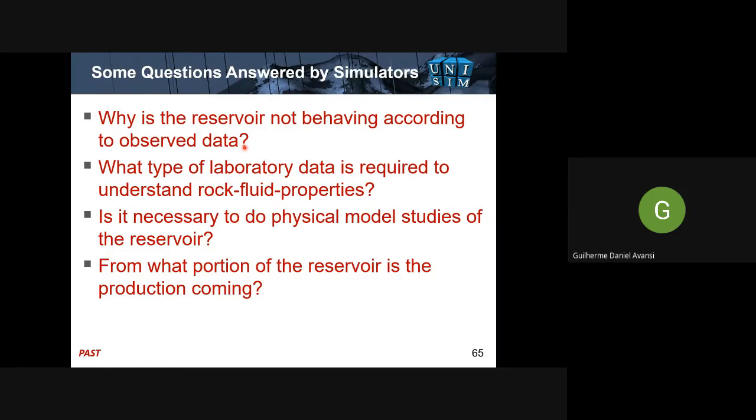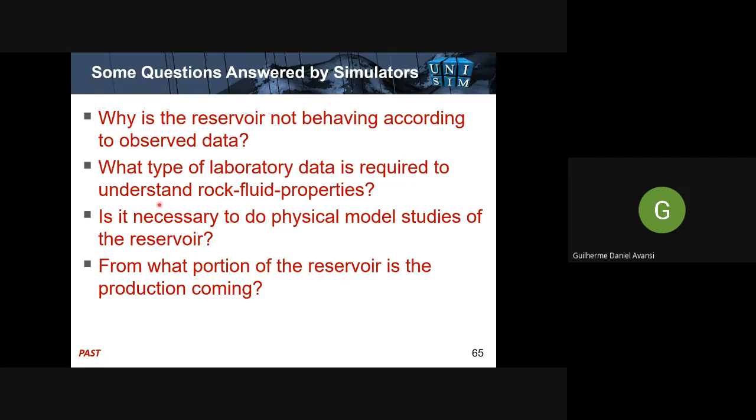And sometimes it's impossible to get the same behavior that we have from the history. And this increases our questions. So what do we have in this real model that we are not getting in the simulation? This is important information that we can use in the simulator to answer these questions. And also, what type of laboratory data is required to understand rock fluid properties? So we have here two fronts, rock and fluid, and also the properties related to this information.